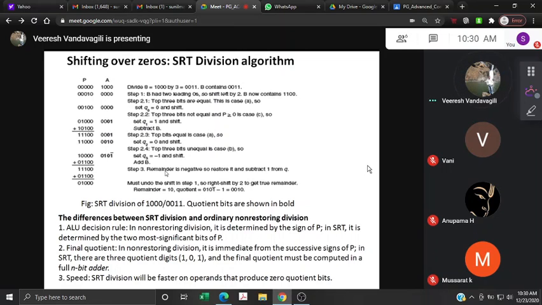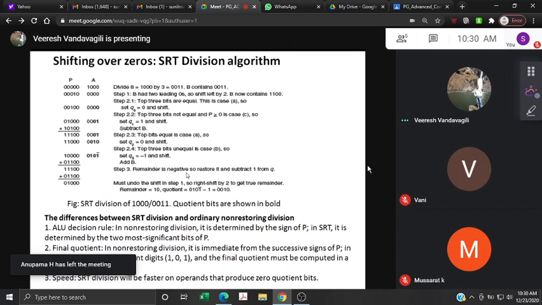Again, the remainder should be non-negative. Here, with indices 0 to n minus 1, there are four bits, so four operations are over. This is the final value, 11100. The remainder is negative. In the third step we check whether the remainder is negative or positive. Obviously, in this case it is a negative number.